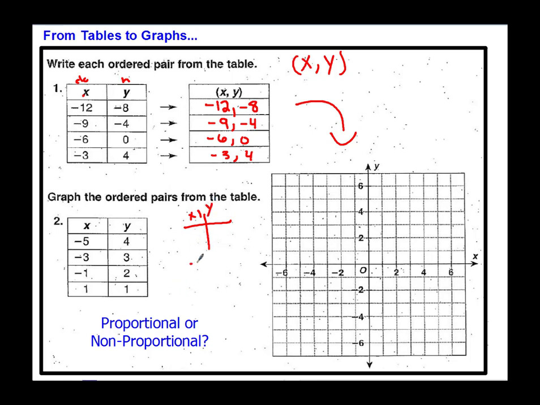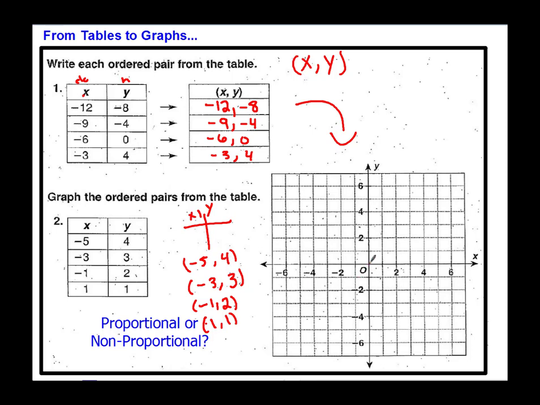So we have negative 5, 4. That's our first point. We have negative 3, positive 3, second point. Negative 1, positive 2, third point. And then I have a positive 1 and a positive 1. That's our fourth point. Then I'm going to go to my graph, and I have a negative 5 and then a 4.